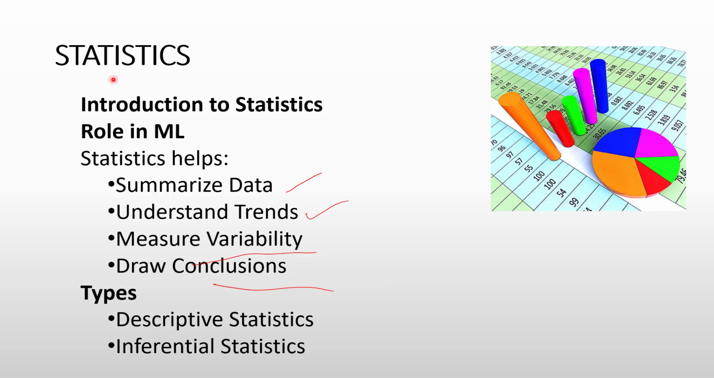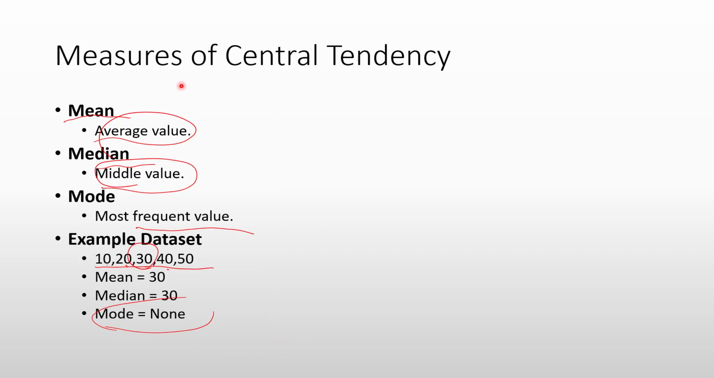And another mathematical concept is statistics. Statistics plays a role in summarizing the data, understanding the recent trends, measuring variability and drawing conclusions. There are various types: descriptive statistics and inferential statistics. The main things of statistics are mean, the average value; median, the middle value; and mode, the most frequent value. For example, take 10, 20, 30, 40 and 50. The mean value is the average, 30, and median is the center value. After removing the two values on each side, the center is 30, and for mode, we don't have any mode value.